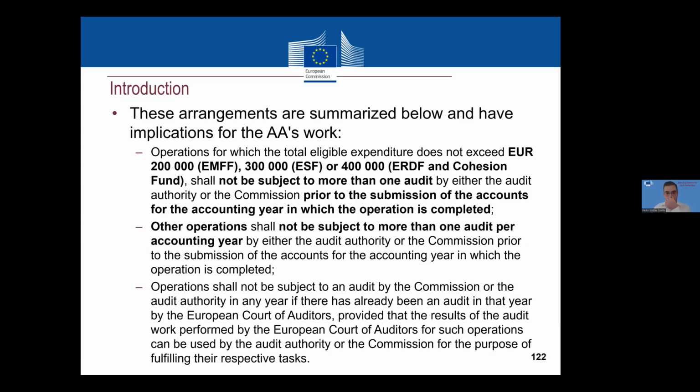I'm going to avoid reading all of this in much detail, but let me try to get the spirit of it, which is operations whose eligible expenditure does not exceed certain thresholds. These thresholds vary with the funds. For instance, for ERDF and cohesion fund, it's 400,000 euros.